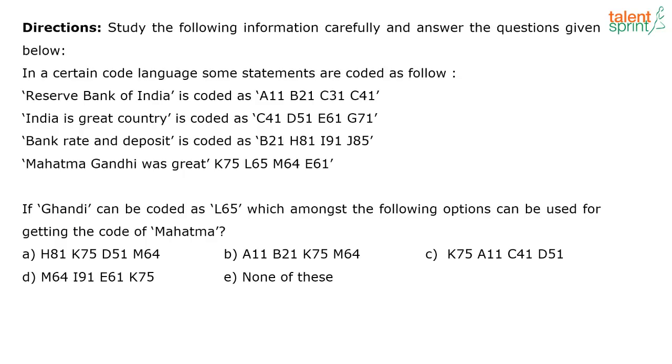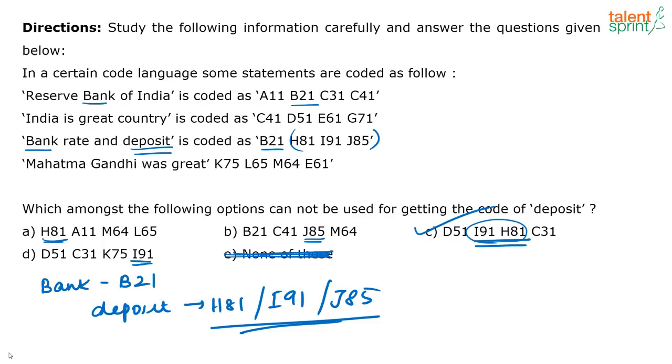Yeah, in the solution key, C is the answer. Again, see why they have chosen C, because here there is only H81. So using that I can find out what H81 stands for. Here I have only J85. So using that I can find out what that stands for. So all these statements can be used to arrive at the answer.